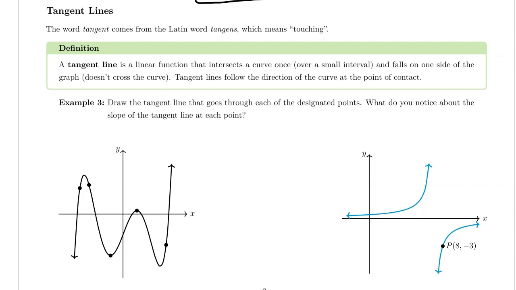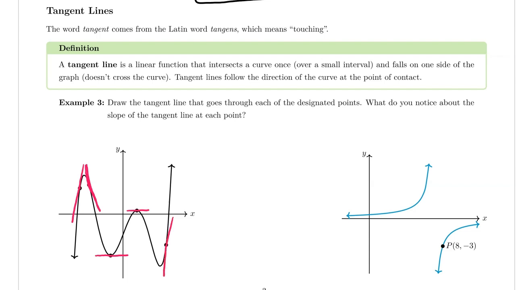So let's draw some. Example 3 says, draw the tangent line that goes through each of the designated points. What do you notice about the slope of the tangent line at each point? So here, one of my tangent lines would look something like that. Notice that it's just touching that point right there and not other places of the curve, at least in the general neighborhood of it. And then my next point, my tangent line would look something like that. Hopefully you draw a little bit better than me. For the next point, we have that. For the next point, we have that. And then for the last point, we have something that looks like that.